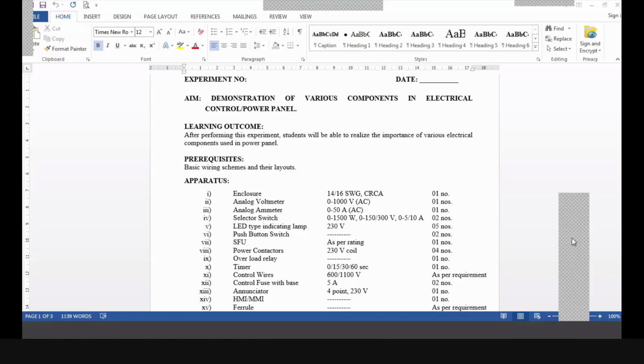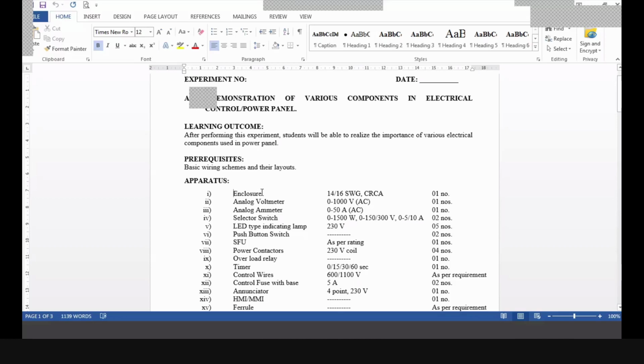So the panel which consists of all the equipment which is used to control the electrical system is known as the power panel, or you can say the control panel or electrical control power panel, right? Okay, so what are these control equipments or components used for the electrical system controlling, right?